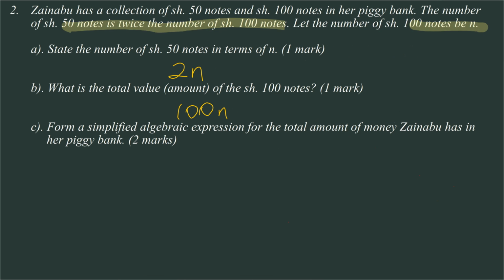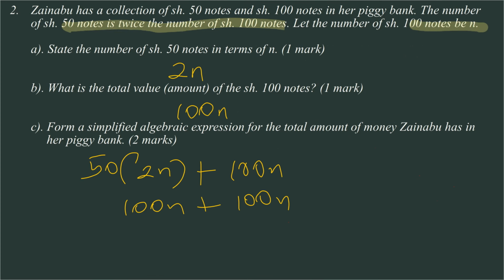So 50 notes, we have 2n 50 notes, and you have n 100 notes, so the total will be 50 times 2n, then 100 times n. We'll open the bracket, we'll have 100n, and then we add 100n. 100n plus 100n gives us 200n.